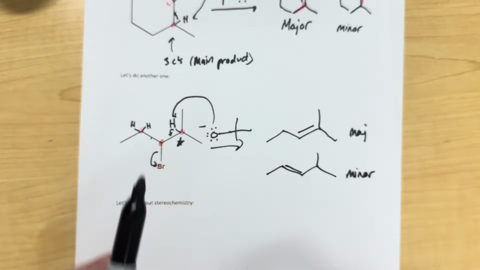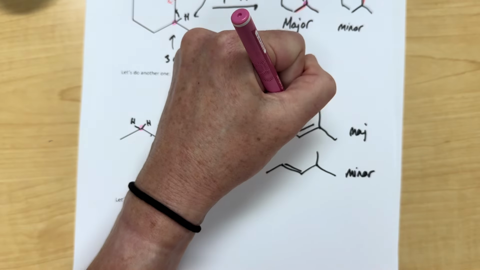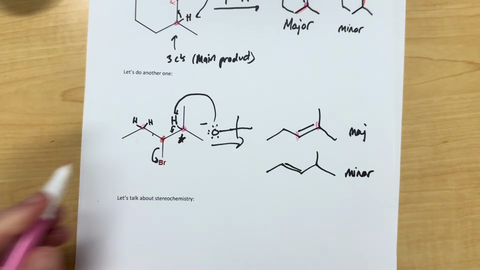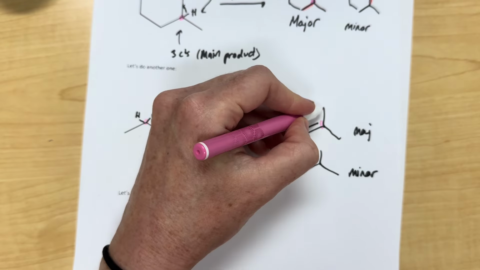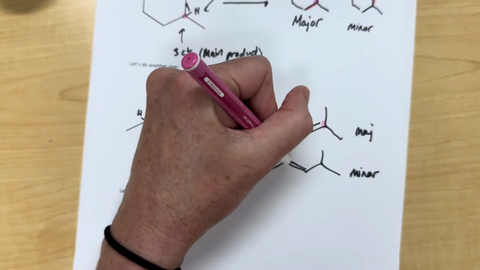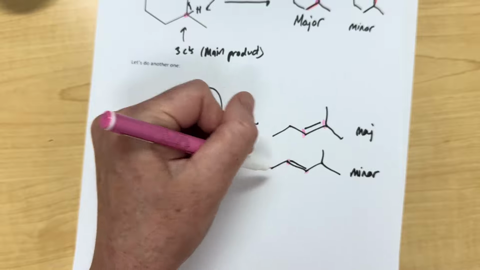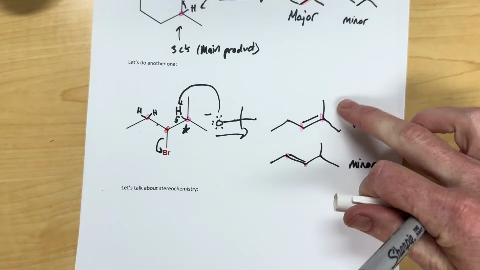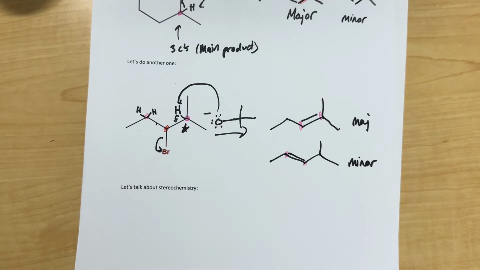This one, I hope you agree, is more substituted. Again, you look to either side of the double bond and ask how many things are on it. This one I only have 1 carbon, this one I have 2. Same thing here. On this one I only have 1, and this one I only have 1. This is tri-substituted, that's di-substituted. Tri is going to be the major product.